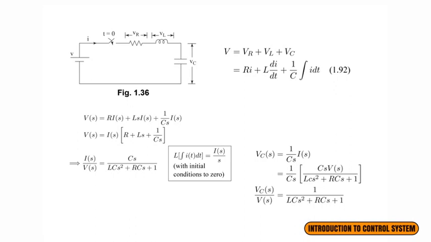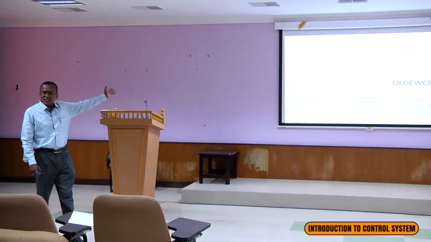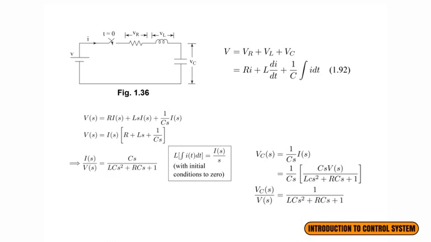called VC of s by V of s equal to 1 upon LC s square plus RCs plus 1, that is also the mathematical model of the given electrical circuit. It is second order, because this differential equation is second order. This is an integro-differential equation.